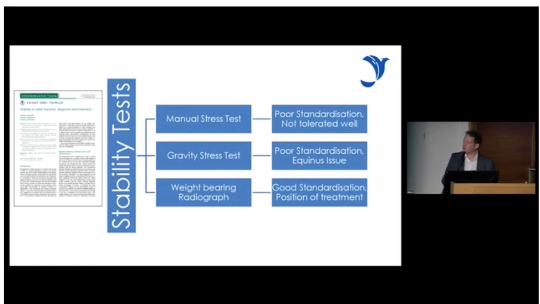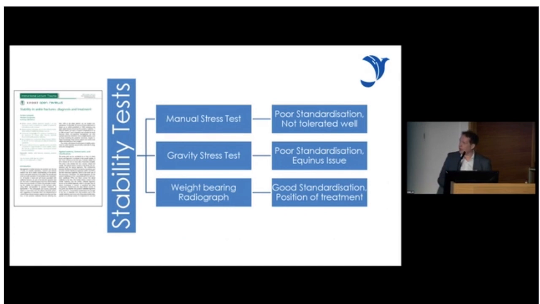So how do we know that? Stability tests. There's a few stability tests. Manual stress test should really be done under anesthetic, otherwise patients hit you. The gravity stress test, the problem with that is the poor standardization, because your equinus position will dictate what will happen in your medial clear space.